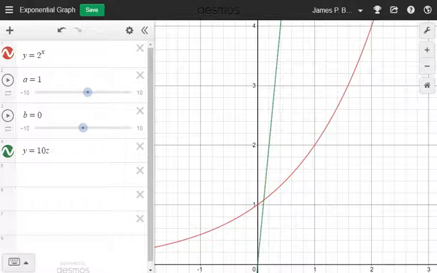What's an exponential function? Why do I think it's sneaky? And why do I think that's dangerous? So an exponential function is usually represented in the form y equals some base raised to the x power.